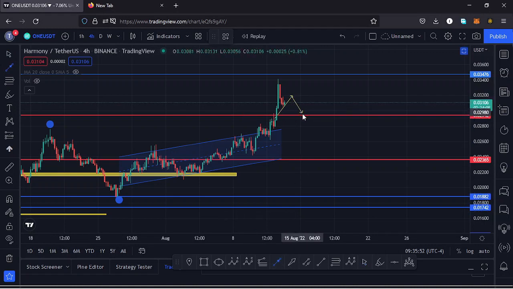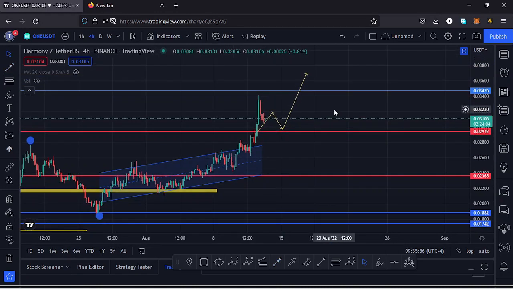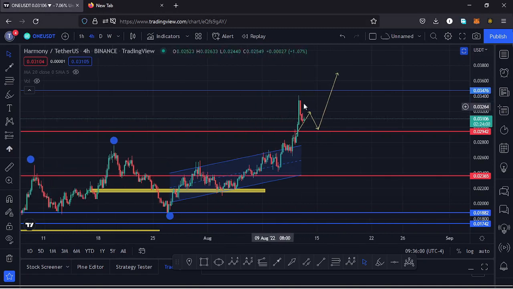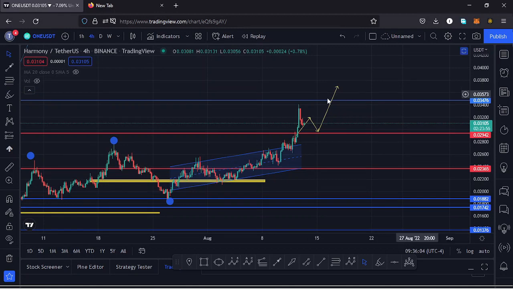I also expected to see a retest here on the 4-hour chart of this key area of resistance, and once that happens, we can continue pushing even higher and get to around the $0.03476 mark, which is our next key area of resistance. And if we manage to break above that, then higher prices could be coming our way.